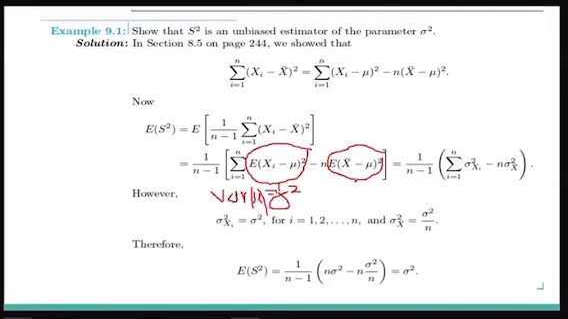Okay, but you take a look at this guy. That will be sigma squared divided by n, because that guy is the variance of x bar. Is there any question? Okay, this is the variance of x, which is sigma squared. The variance of x bar is sigma squared over n.